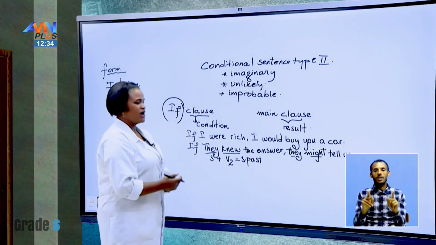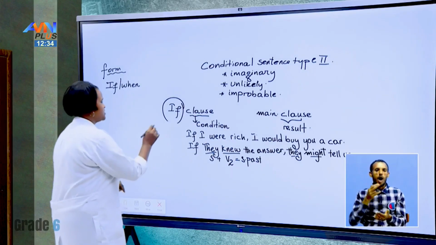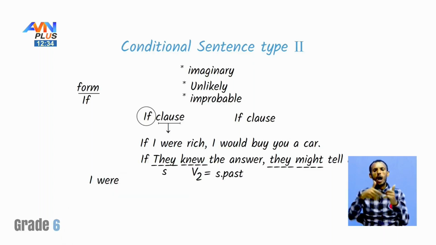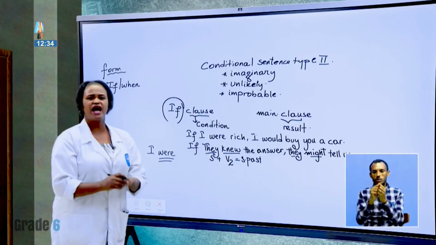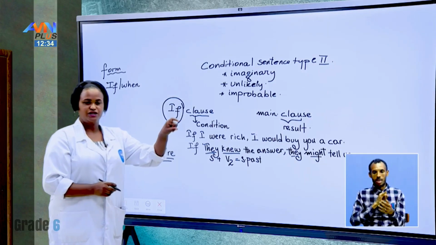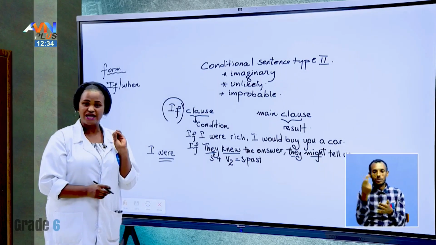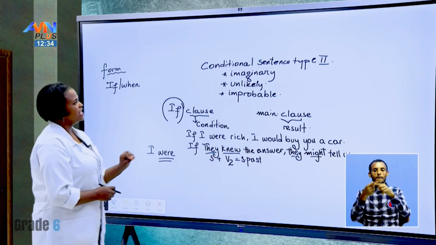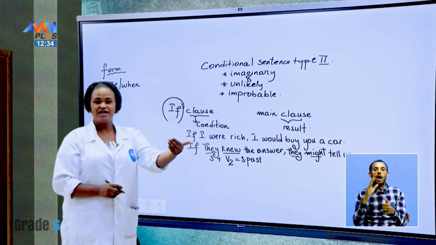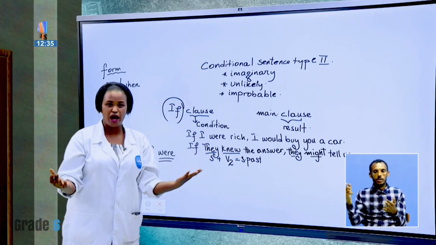Okay, the first one. If I were rich, look at this. I were. How come do we say were with I? Is it possible to say I were? In simple past, the subject I, do you think it uses was or were? Normally it uses was. But in the case of conditional sentence type 2, which is imaginary or unreal, all right? Here, this thing is not fact. It is imaginary, or it is unlikely to happen, right?